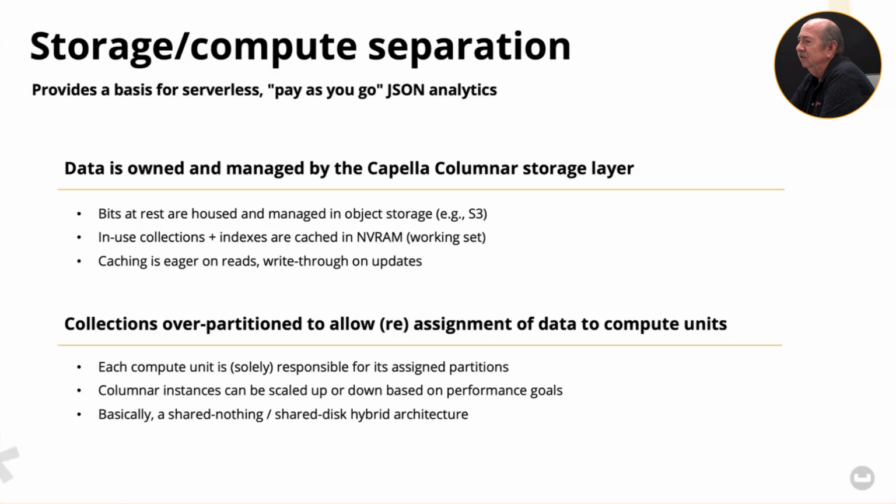The bits at rest are housed and managed in object storage. In our first offering, I'll talk more about the roadmap there, that object storage was S3. Again, Google is right around the corner. The in-use collections and indexes are cached on the compute nodes in NVRAM. That caching is eager on reads, but write-through on updates, so that the bits at rest, the facts, are stored in your object store.